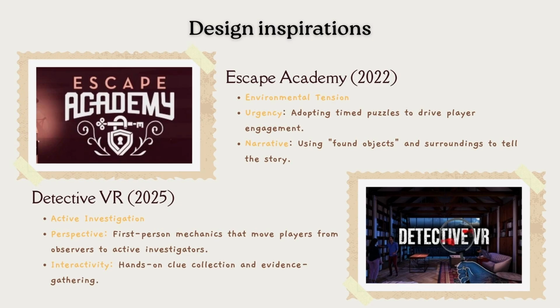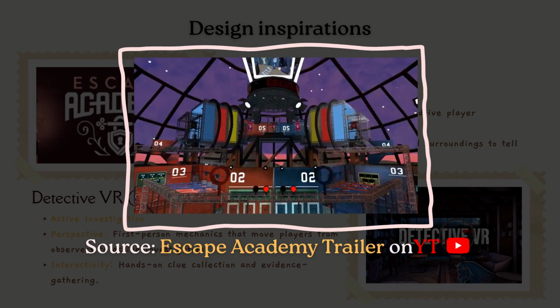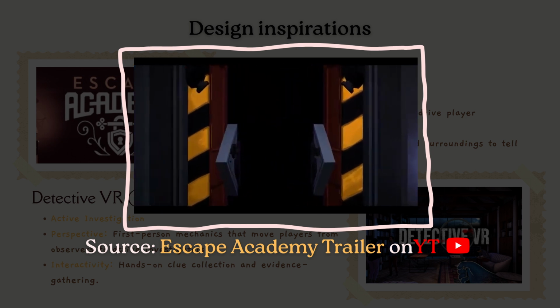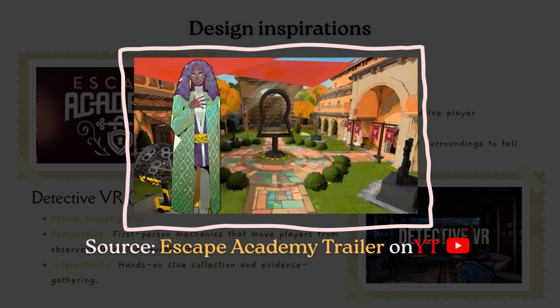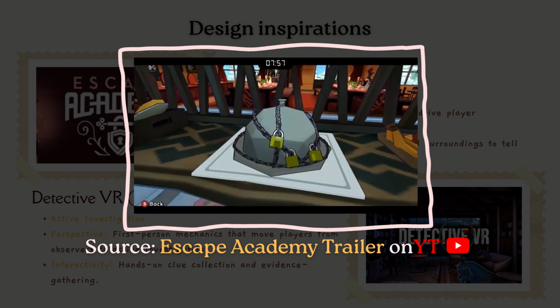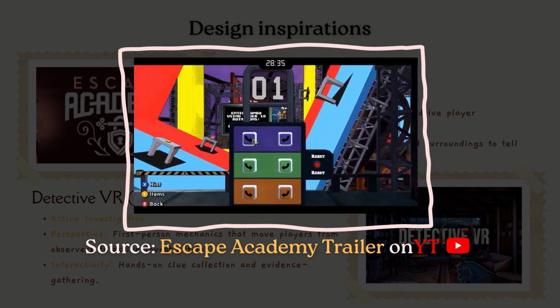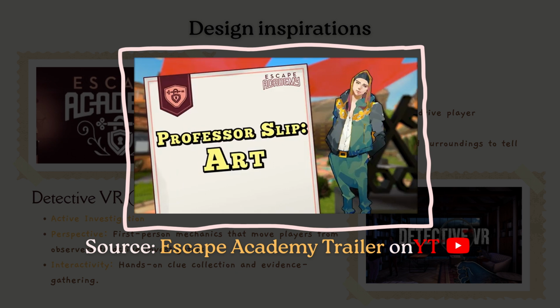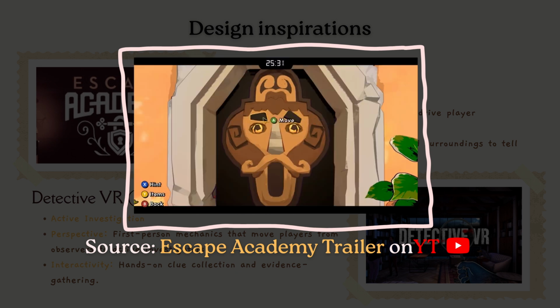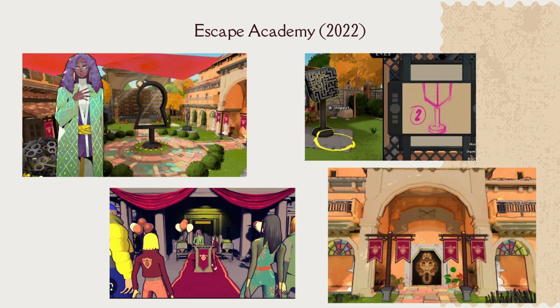Our design was heavily inspired by two key case studies. Firstly, Escape Academy, a game set in a university where a player must solve puzzles under the pressure of a time limit. This inspired us with its use of an environmental narrative, where the story is told through objects found within the game set in a university. Additionally, and most importantly, it allowed us to grasp the value of urgency, a timed structure allowing for the player to feel engaged in what they are doing.